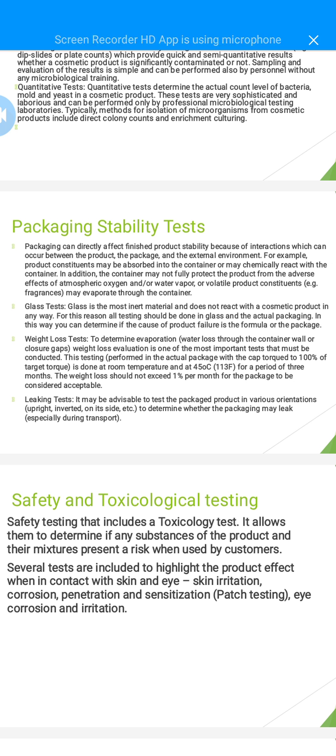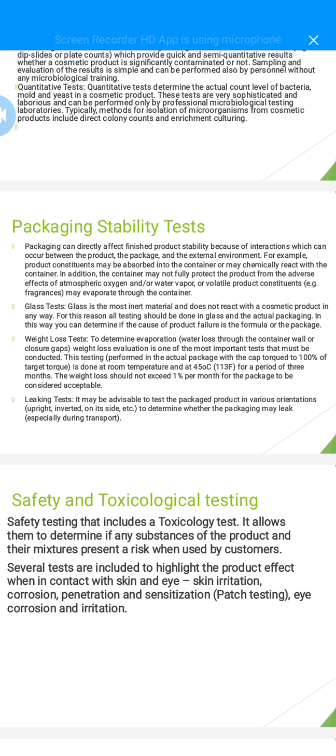Glass test. Glass is the most inert material and doesn't react with cosmetic products in any way. For this reason, all the tests which we perform are performed in glass and in the actual packaging. In this way, you can determine if the cause of product failure is the formula or the package.